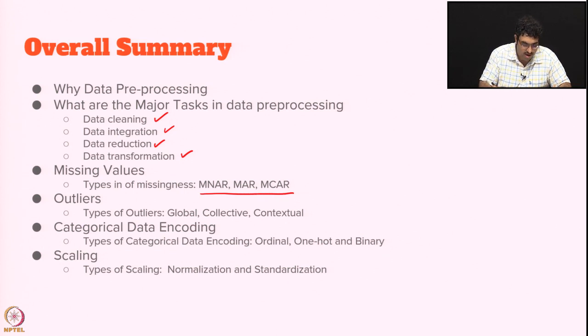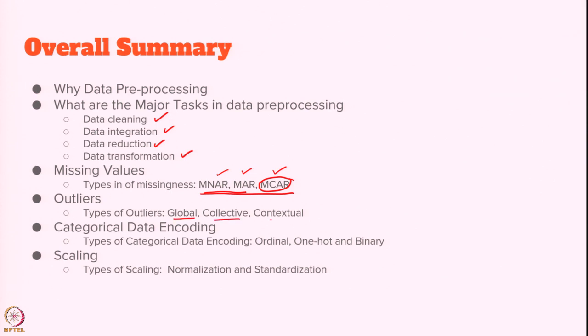Also, we saw in detail what missing values are, why missing values occur, and what the types of missingness are. MNAR, missing not at random. MAR, missing at random. MCAR, missing completely at random. If it is missing completely at random, we can directly delete it. For the other two cases, we have to do some imputation or collect the data in a better way. Also, we understood what an outlier is and what the types of outliers are: global, collective, and contextual outliers. And we saw how a box plot is used to detect an outlier.